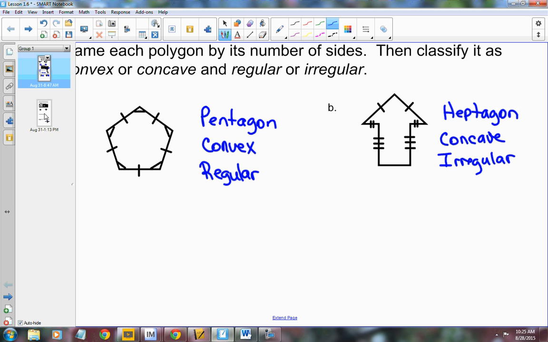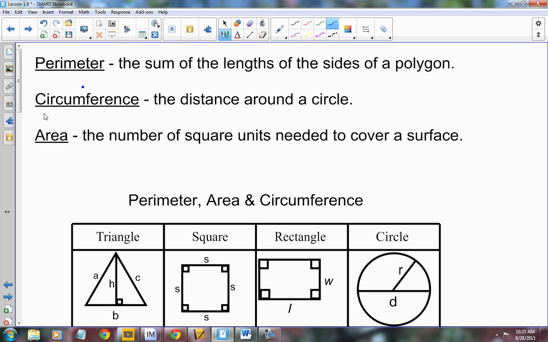Okay, now what we want to talk about is perimeter, circumference, and area. Okay? Perimeter is the sum of the lengths of the sides of the polygon. Circumference is kind of like perimeter, but it deals with a circle. Okay, it's the length of the circle all the way around. And then area is the number of square units needed to cover the surface.